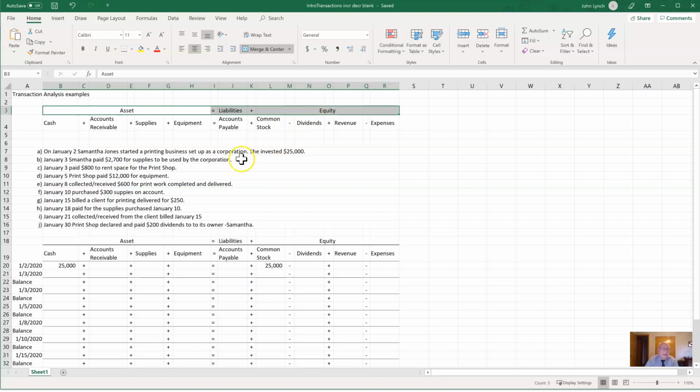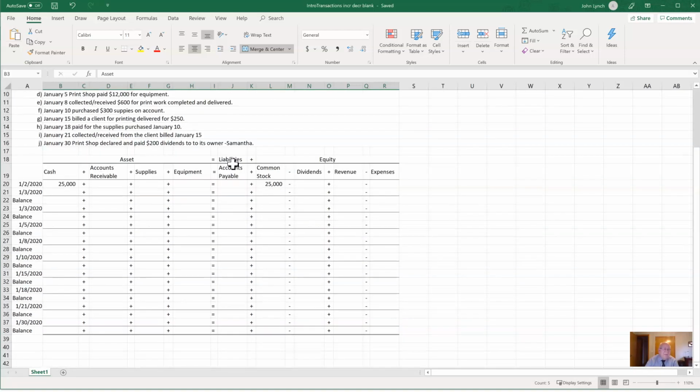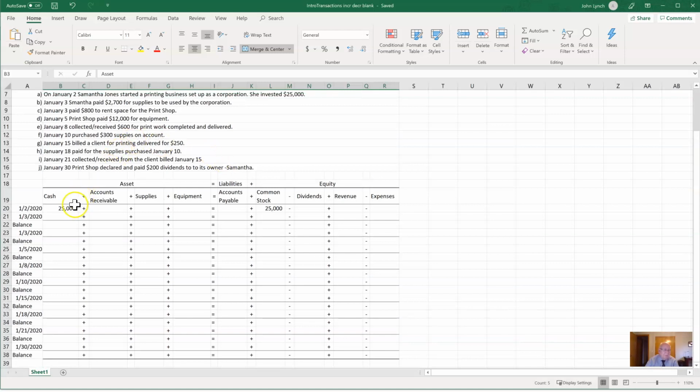Okay, so that's what this is. So we're going to look at these transactions and how they affect the various accounts. I did the first one already. On January 2nd, Samantha Jones started a print shop, a printing business. We're going to call it the print shop. It's set up as a corporation, and she invested $25,000. We notice I have cash here of $25,000 because the company received the cash. So we're going to increase the cash, and we want to increase the common stock because we give that out to Samantha. So both of them are $25,000.